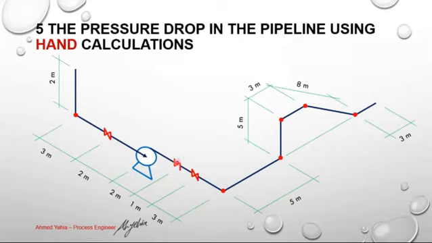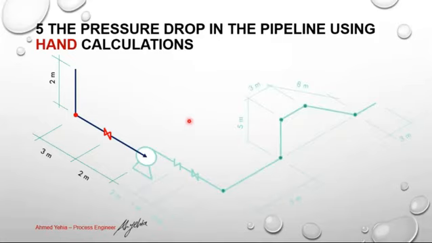We have here a suction line containing pipe 2 meter, an elbow 3 meter, and a valve 2 meter. The pump again, we have elbows, a gate valve and a check valve. Firstly, we will focus on the suction line, how to calculate the pressure drop by a hand calculation, and we will go to Aspen HYSYS to calculate this pressure drop again.